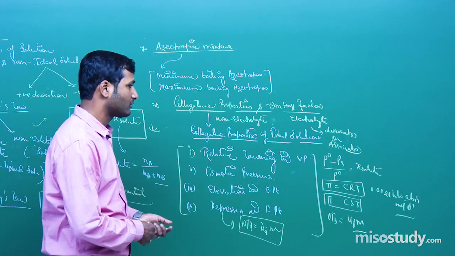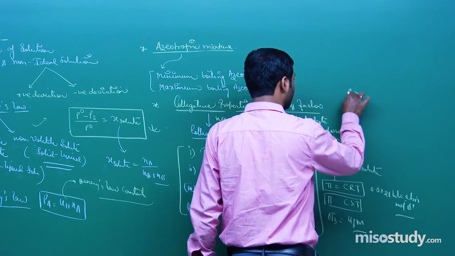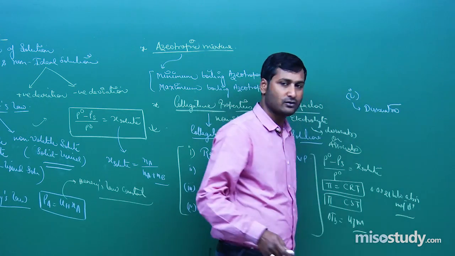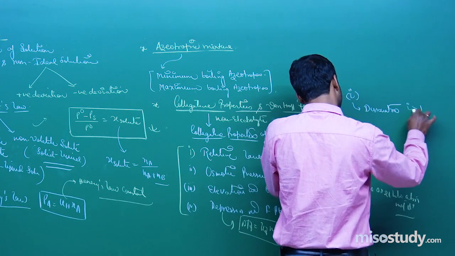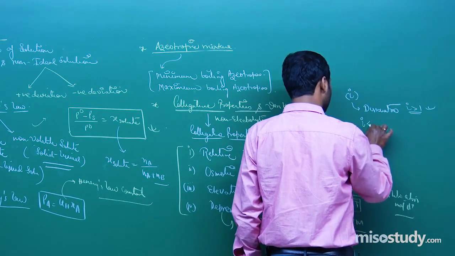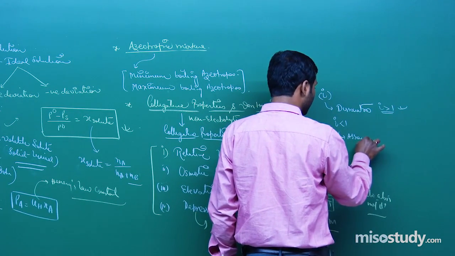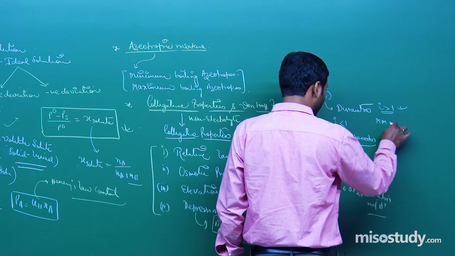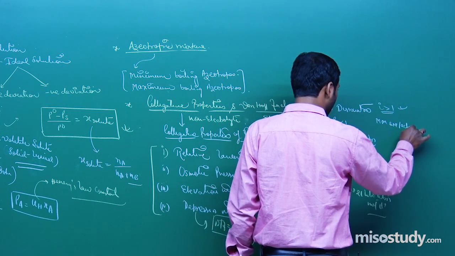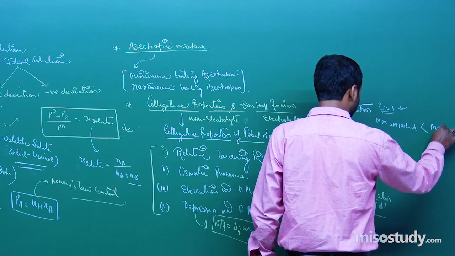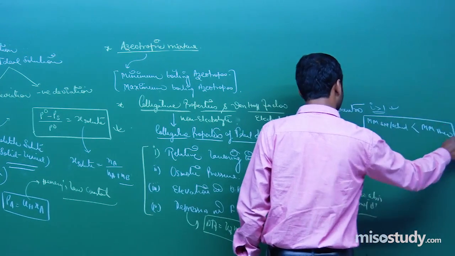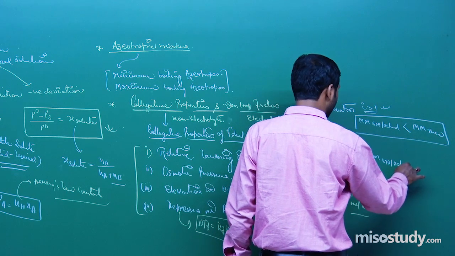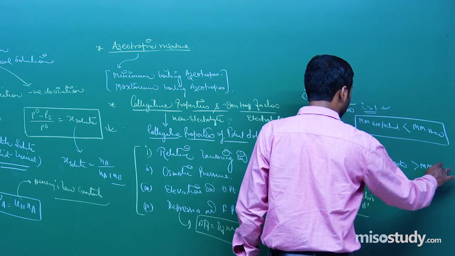This is for non-electrolyte. If there is an electrolyte, then use Van't Hoff factor. In case of dissociation, the value of i is greater than 1. In case of association, the value of i is less than 1. Greater than 1 means the experimental, or actual, molecular mass is less than the theoretical molecular mass. In case of association, the experimental molecular mass we get is more than the theoretical molecular mass.